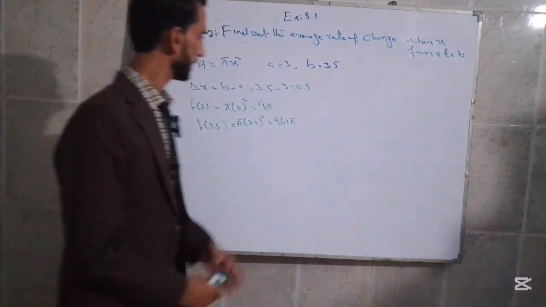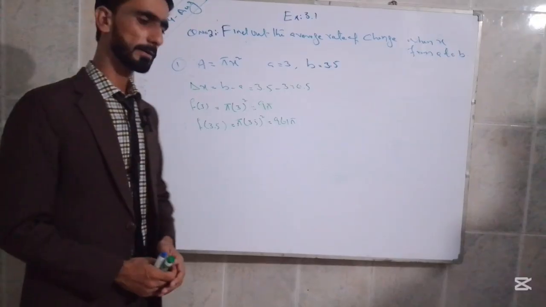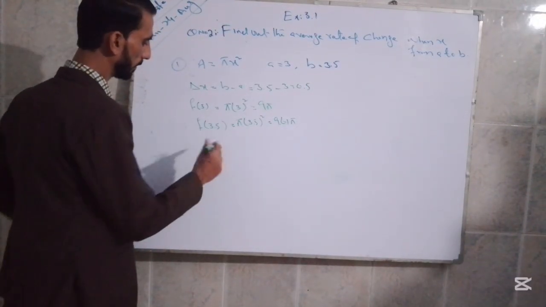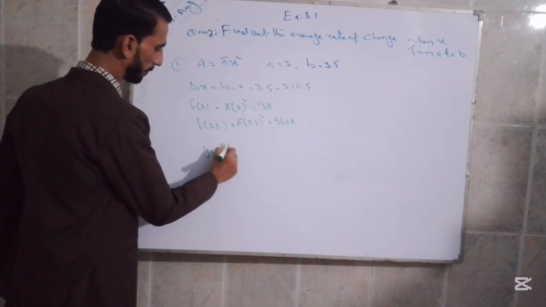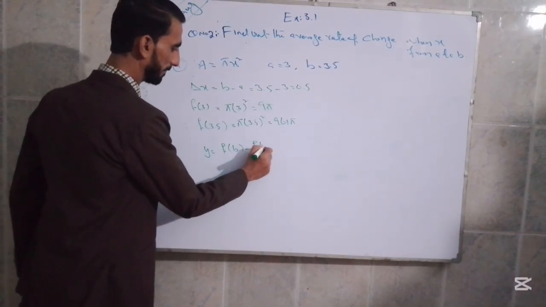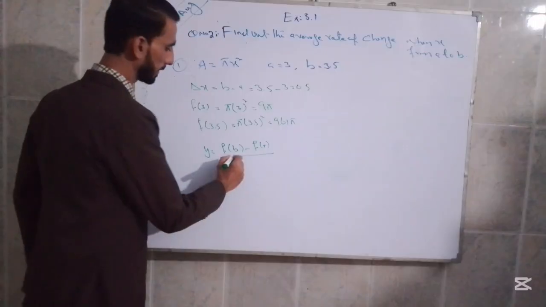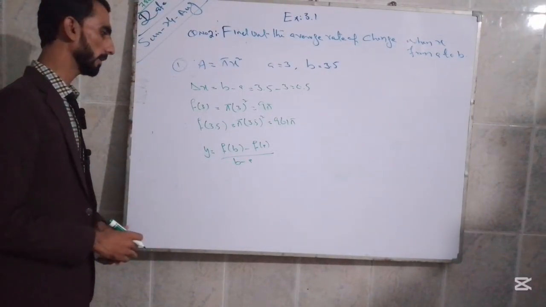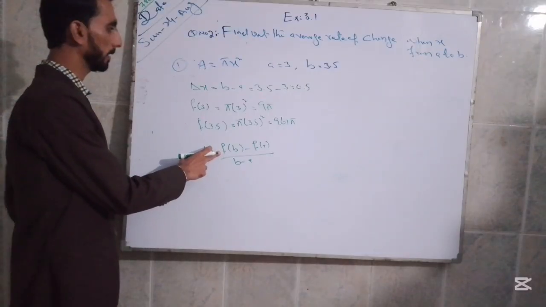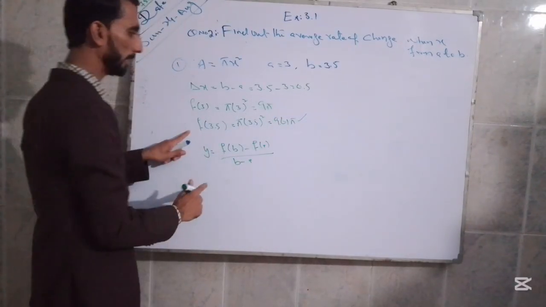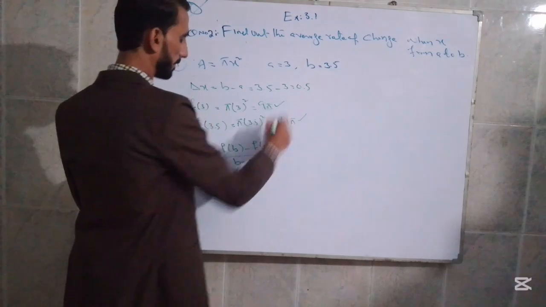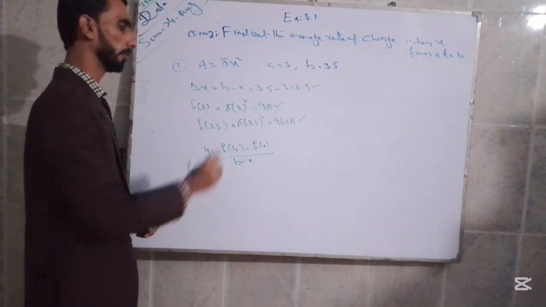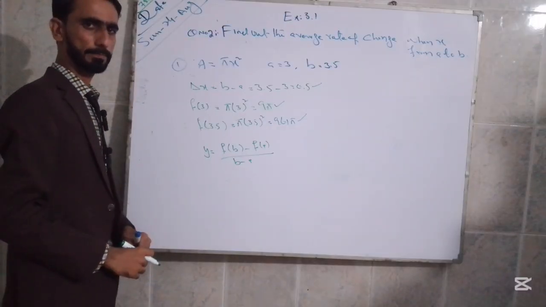So now these terms are put in the formula. What is the formula of rate of change of a function? We have the formula y is equal to f of b minus f of a upon b minus a. This is the formula of rate of change of functions. We have f of b, we also have f of a, and the difference is 0.5. Put these in the formula.